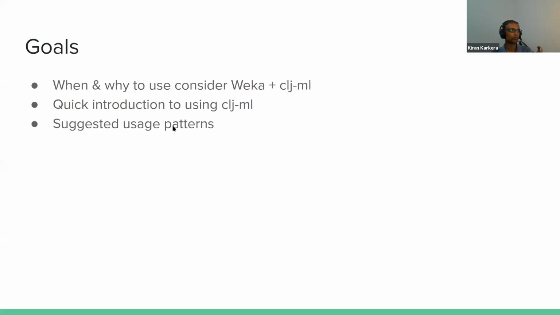So my goals today are to talk about, first of all, when and why should you consider using Weka and clj-ml? I think from a practitioner's perspective, what happens when you look at any language or any ecosystem is that there are many ways of doing something, and it's not very clear why you should use one versus the other. And that's going to be the main crux of my discussion today. Then I'm going to do a very quick dive into clj-ml itself, and then talk about suggested usage patterns. What is the best, not best, but what I've felt is useful.